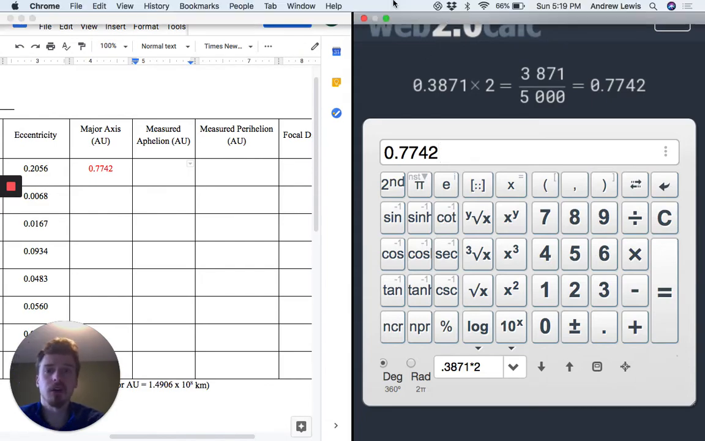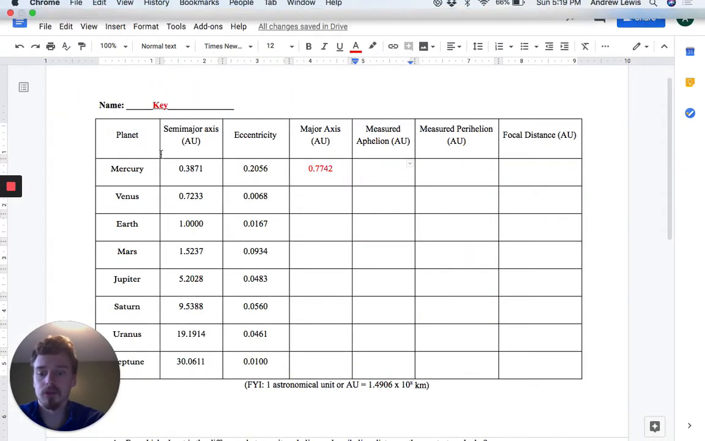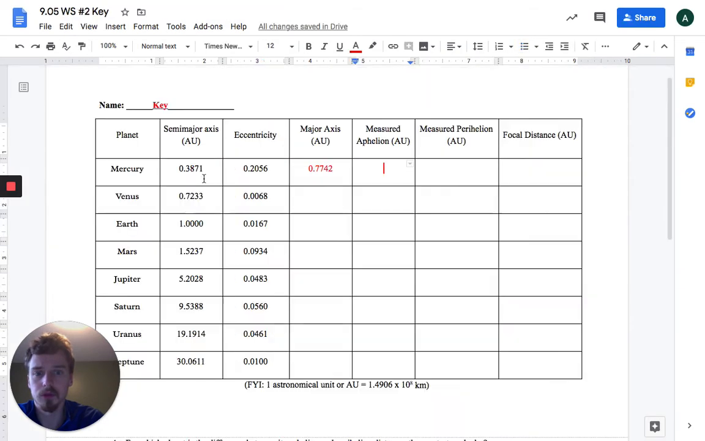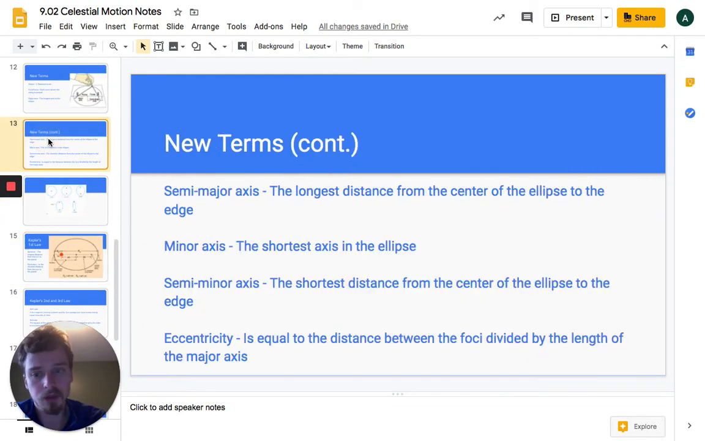So let's look back at our notes here. In our notes, you guys might remember that we defined the eccentricity as equal to the distance between the foci. In other words, the focal distance. So the eccentricity is equal to the focal distance divided by the length of the major axis. So I already have the major axis, and I have the eccentricity, and I'm looking for the focal distance, so I can find the focal distance, right?